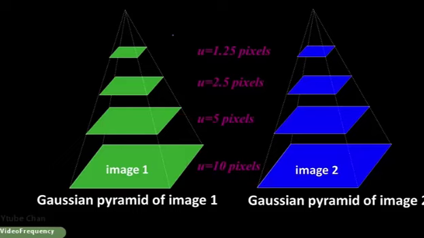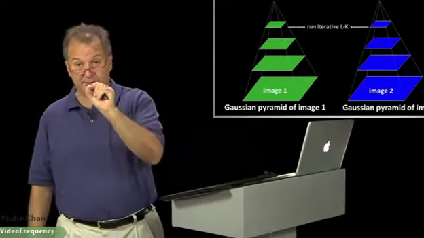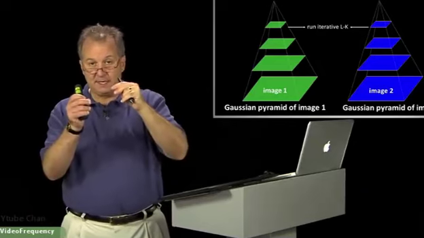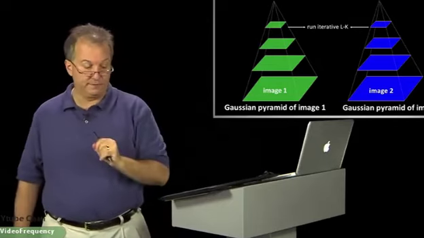Because I've reduced the amount of motion, I can first run Lucas and Kanade at the coarsest level. And I might do the iterative thing. That's the thing we looked at last time, where I fit a plane, estimate it, shift it a little bit, estimate it, shift it a little bit, and keep doing that till I converge.